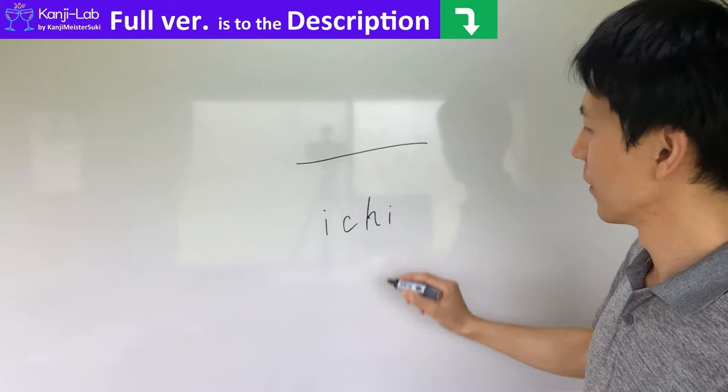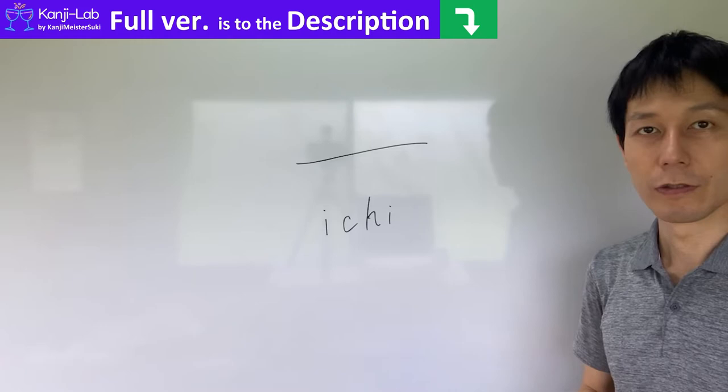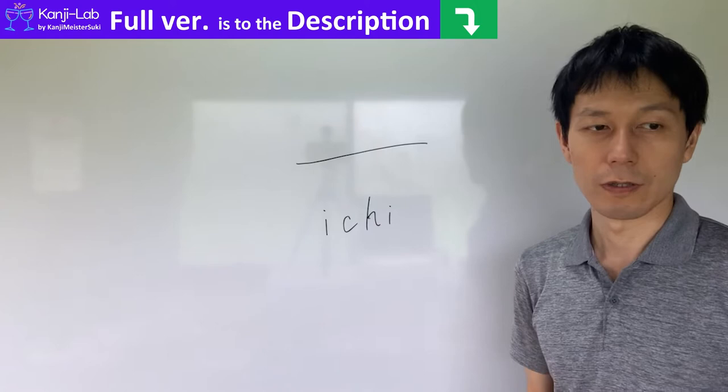Ichi. It's a JLPT N5 kanji. This program provides explanation of kanji characters for those who are learning Japanese. Let's start with readings. First, the readings are ichi wa itsu.